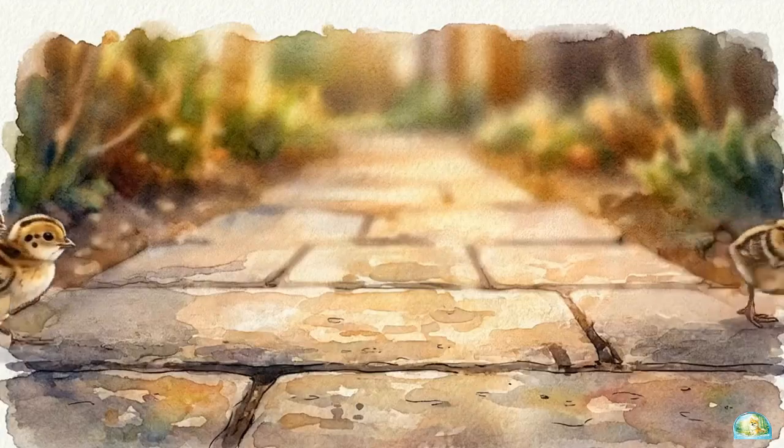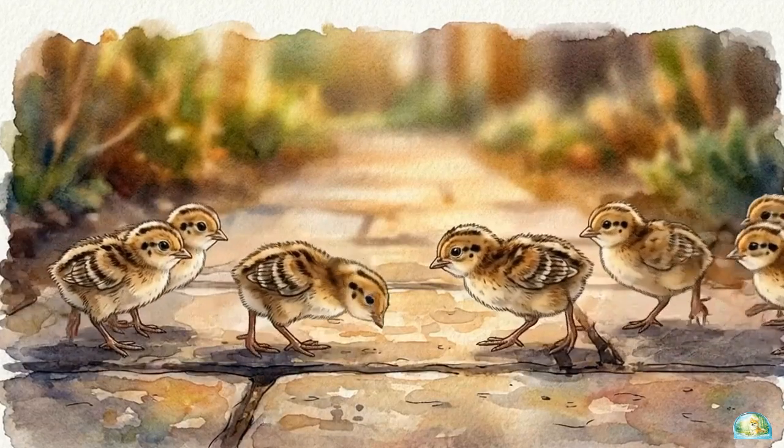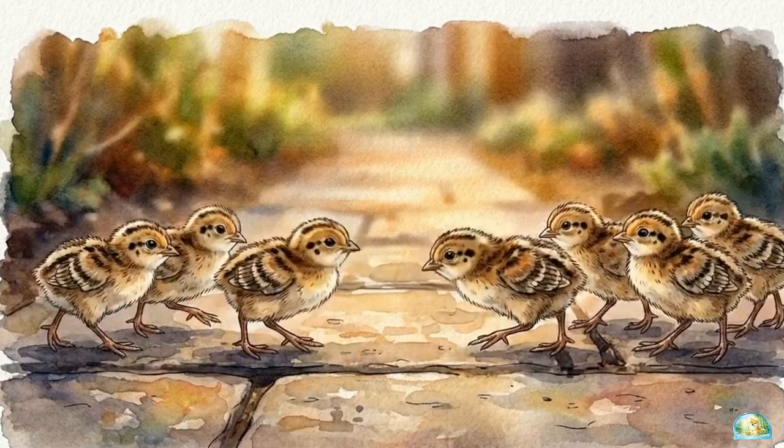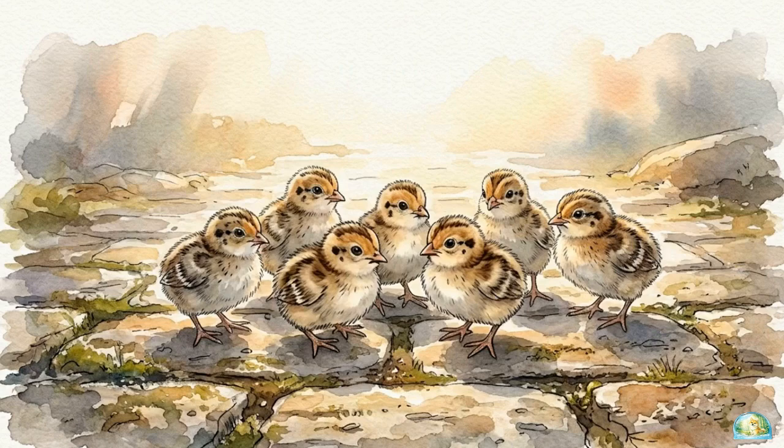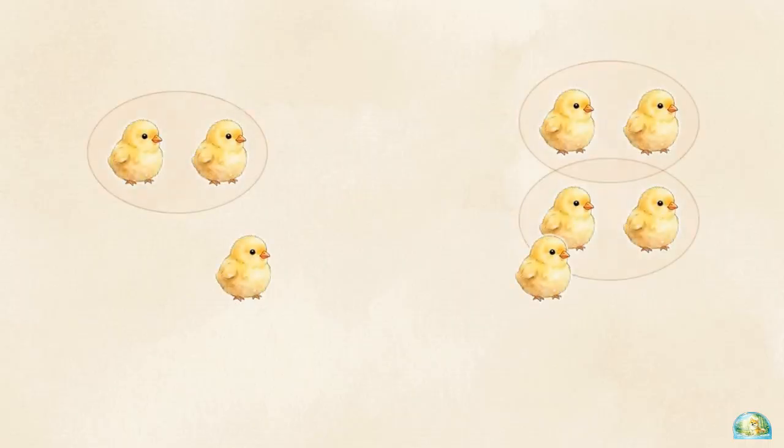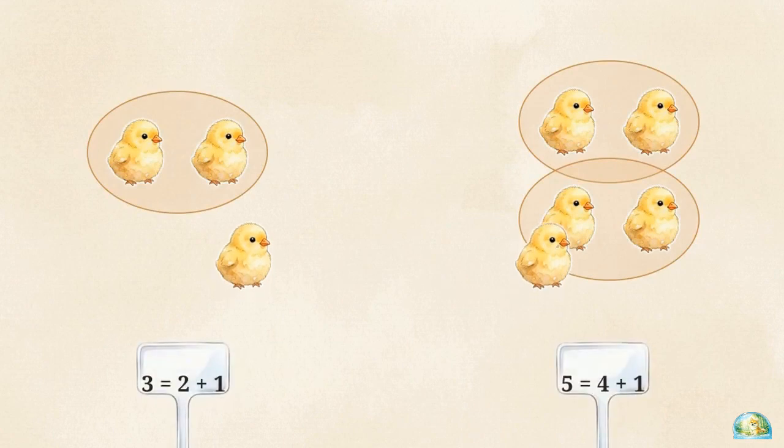Now watch as a small brood of 3 chicks walks toward a brood of 5 chicks across the stone path. That gives us 8 chicks in total. If we ask them to pair off 2 by 2, will every single chick find a partner? This diagram breaks down what makes a number odd. An odd brood is just a set of pairs, plus exactly 1 leftover chick.